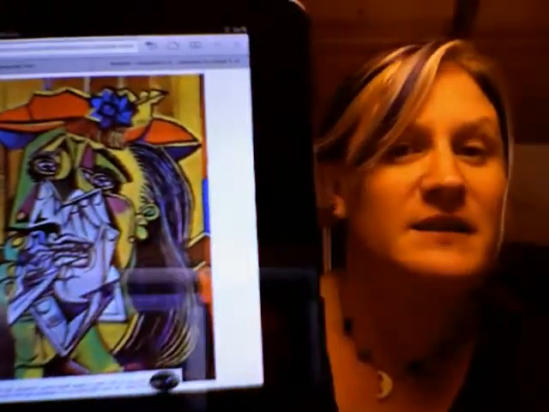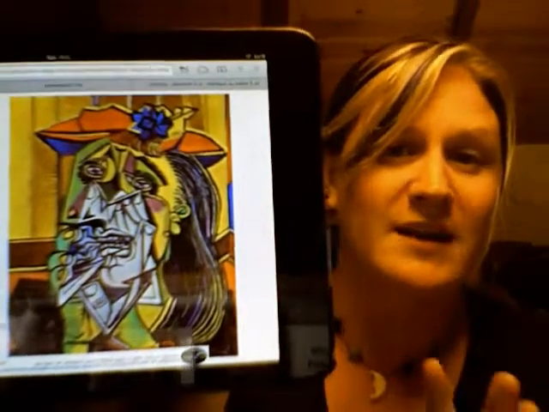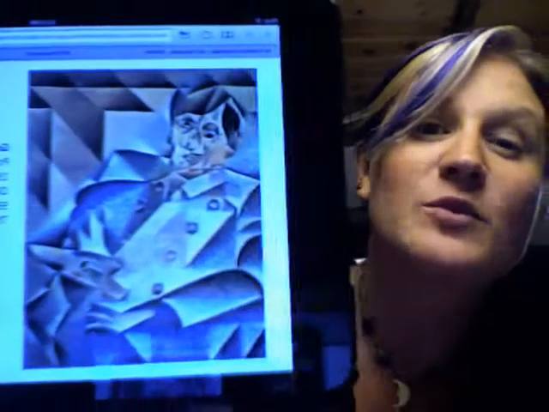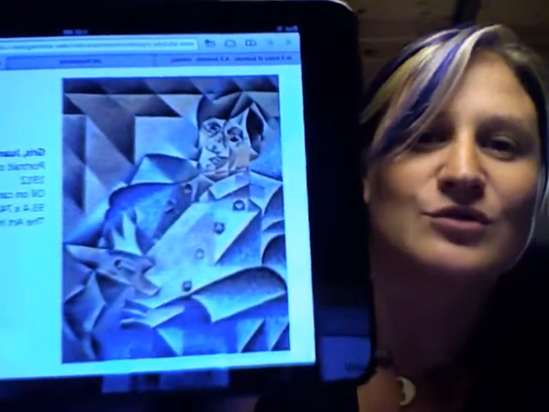And then we've got Picasso, his portrait of a weeping woman, and this is easier to see. It's definitely a person, but it's still very abstract, but it's still a portrait. Okay. And here's a portrait of Picasso done by another painter named Juan Gris. So this is a portrait of Picasso in Cubism, a style Picasso used.